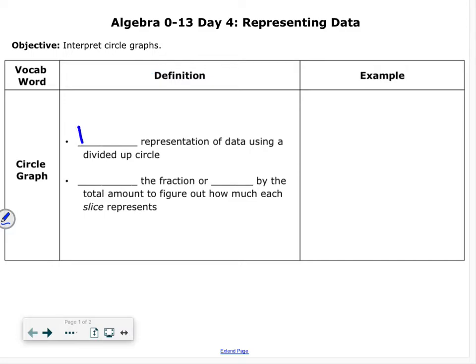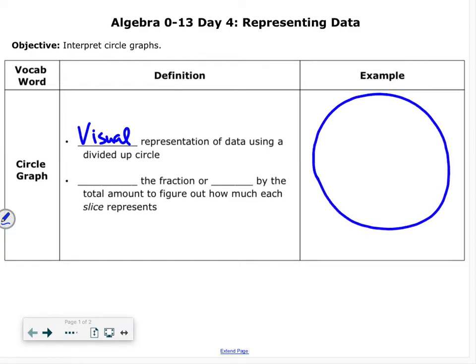A circle graph is basically a visual representation of data using a divided up circle. So you've seen these before. Let's just say we polled 100 students. We'll make this simple numbers. And let's say 40%, so we're going to go not halfway of the circle, but a little bit less than halfway of the circle. 40% of the students said they had fish.